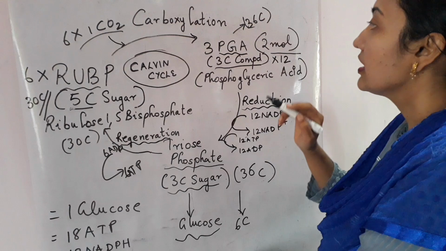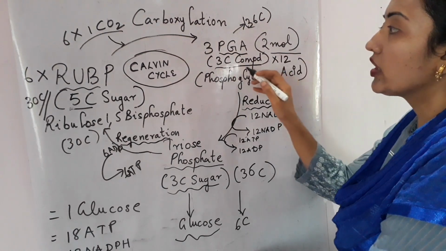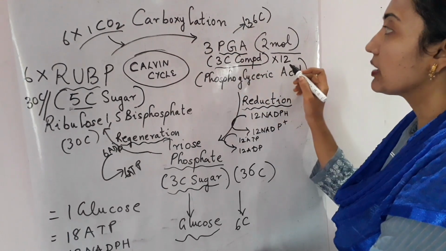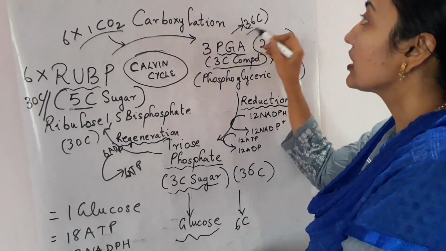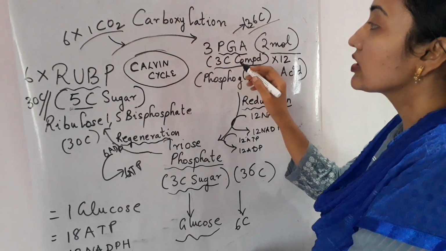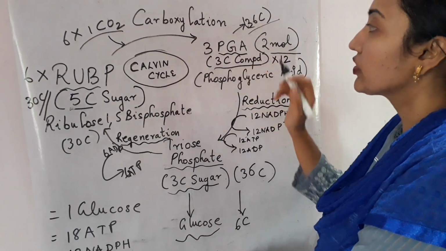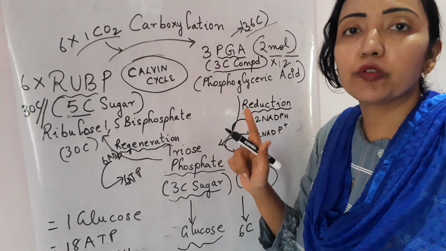There are 36 carbons because there are 2 molecules of 3 carbon compound multiplied by 12. So this becomes 36 carbon. 2 molecules of 3 carbon compound, 2 into 3, 6 times to produce 1 molecule of glucose.